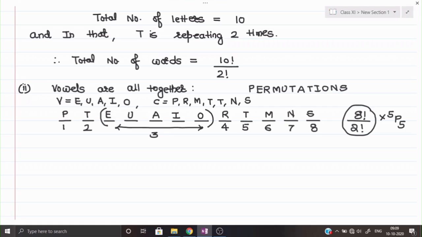Here one thing to remember: if the vowels are changing places internally, then the whole word will look different. Sequence matters here. So in that case we have to find the internal arrangement for the vowels as well. Now let us see how we shall express the answer over here.